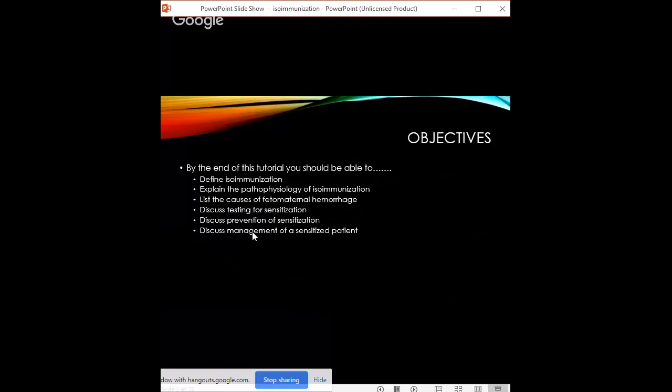So these are the learning objectives that I would like everyone to have accomplished by the end of this tutorial. You should be able to define isoimmunization, explain the pathophysiology of isoimmunization, list the causes of fetal maternal hemorrhage, discuss testing for sensitization, discuss prevention of sensitization, and discuss the management of the sensitized patient.